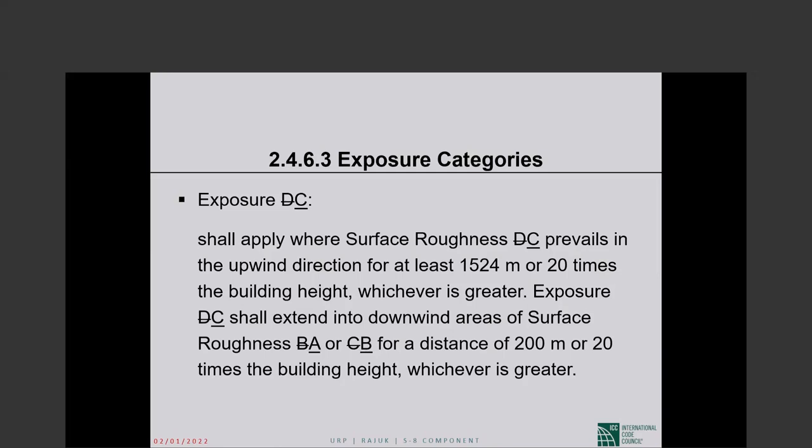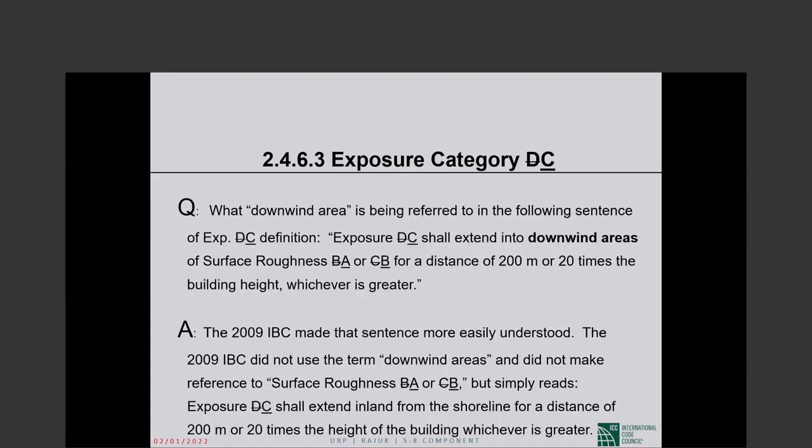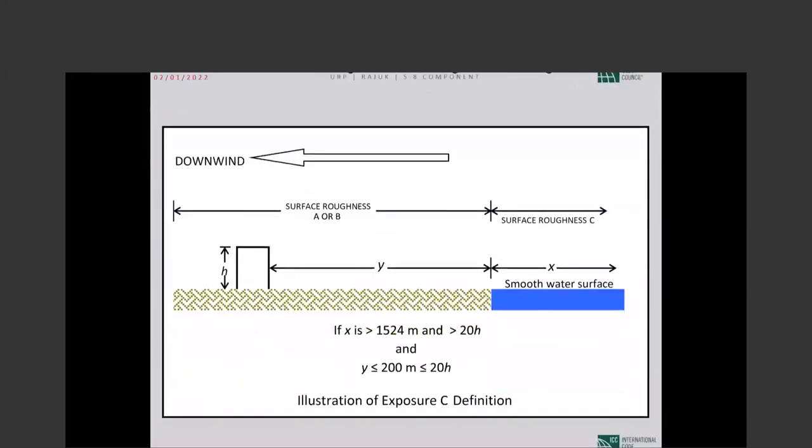Then it says, and this is the confusing part, exposure C shall extend into downwind areas of surface roughness A or B for a distance of 200 meters or 20 times the building height, whichever is greater. So now it talks about extending downwind, and it is very, very confusing. So we got questions. So what downwind area? Let me skip this.